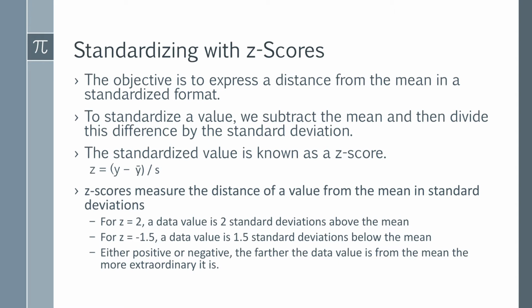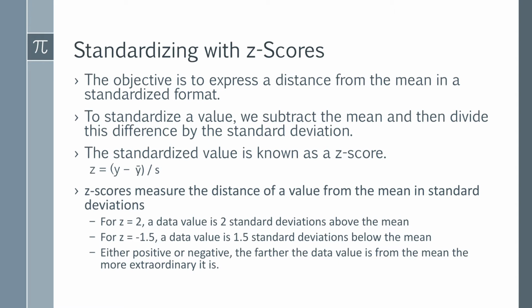The way that you reach your z-score is you subtract the mean from your data value and then you divide by the standard deviation. So z-scores measure the distance of a value from the mean in standard deviations. For example, a z-score equal to 2 represents a data value that's 2 standard deviations above the mean. A z-score of negative 1.5 represents a data value that is 1.5 standard deviations below the mean.